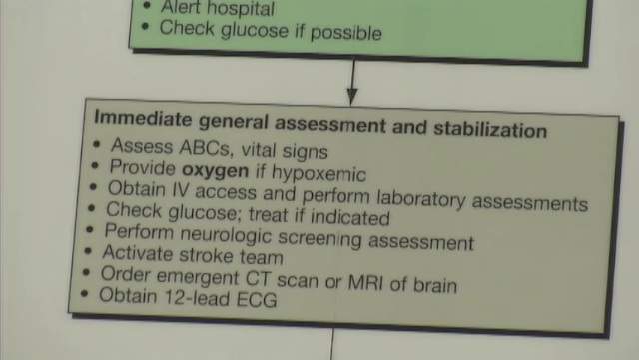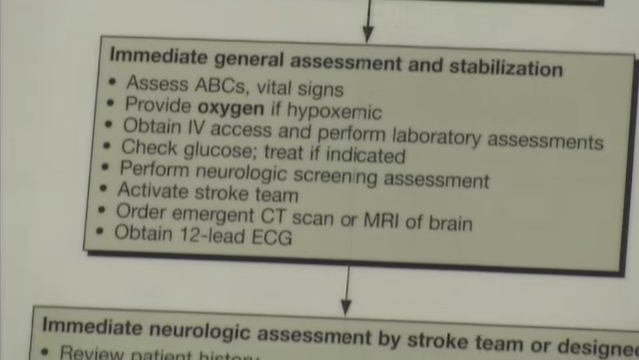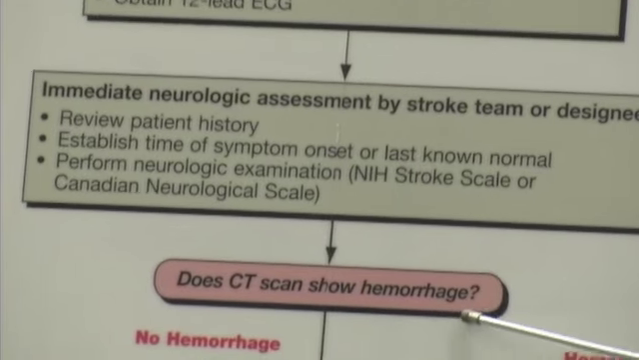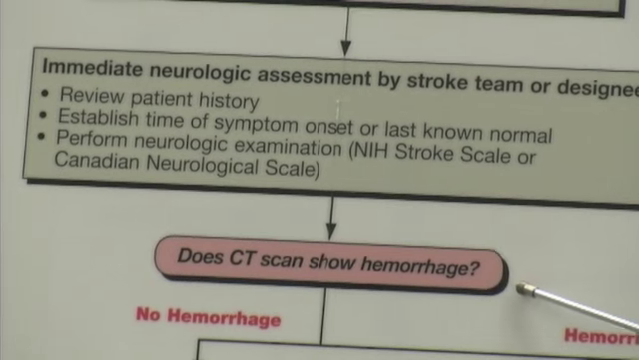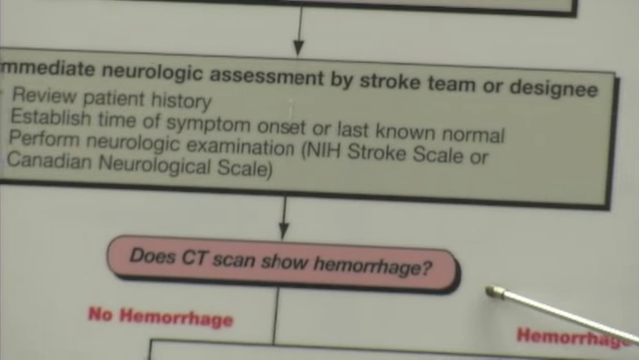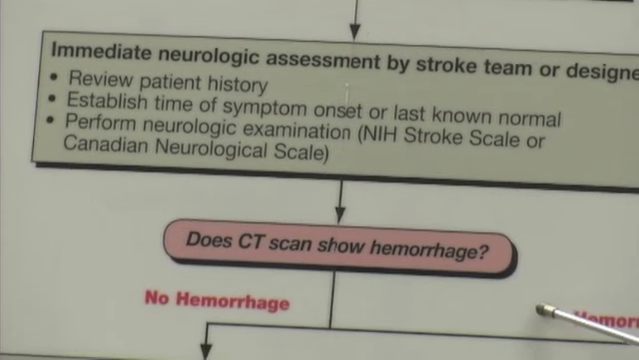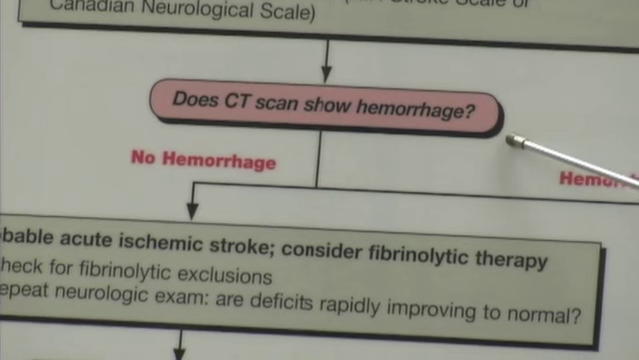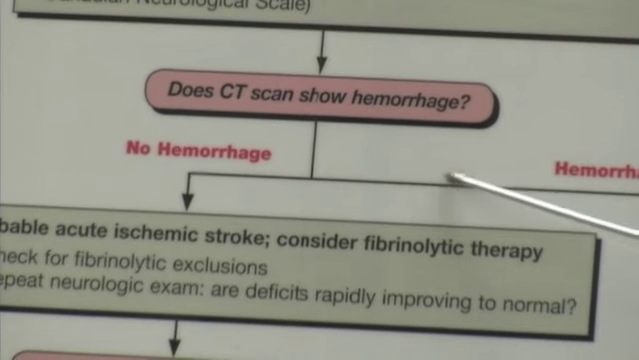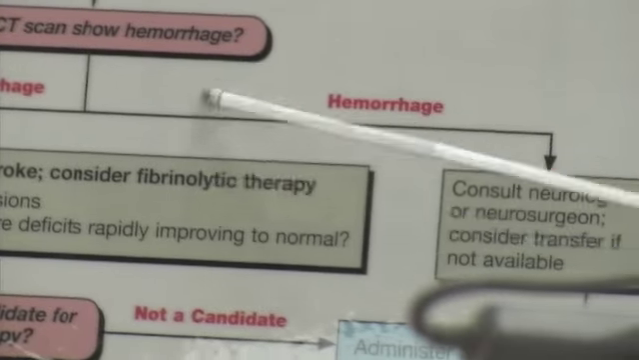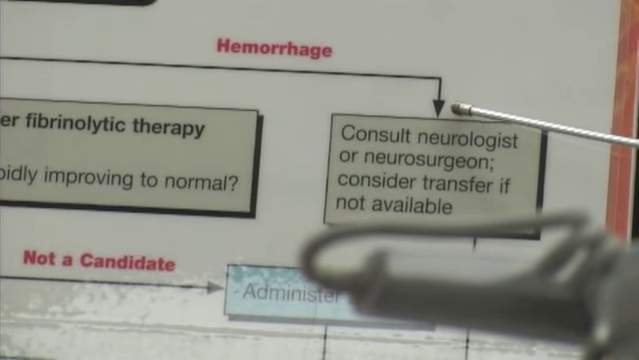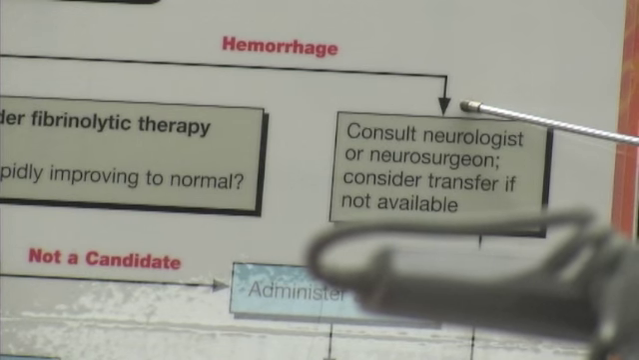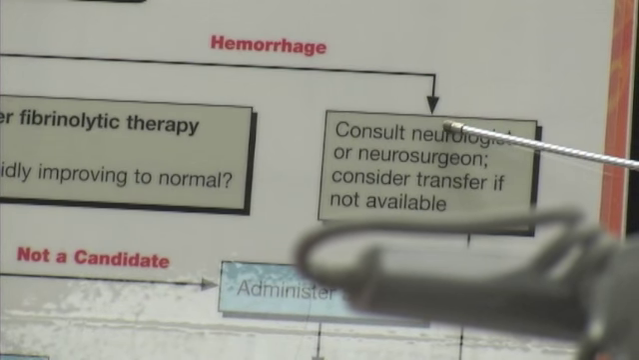Perform our neurologic assessment by stroke team or designee, review the history, review the time of onset of symptoms, do our NIH-SS scale, and get our CT scan results back. In the first few hours after an acute stroke, our CT scan should be normal. CTs do not show any abnormality in the first few hours of stroke. So if there is an abnormal reading or blood or hemorrhage, like this branch of the algorithm shows us, then our patient is disqualified from fibrinolytic or thrombolytic therapy.